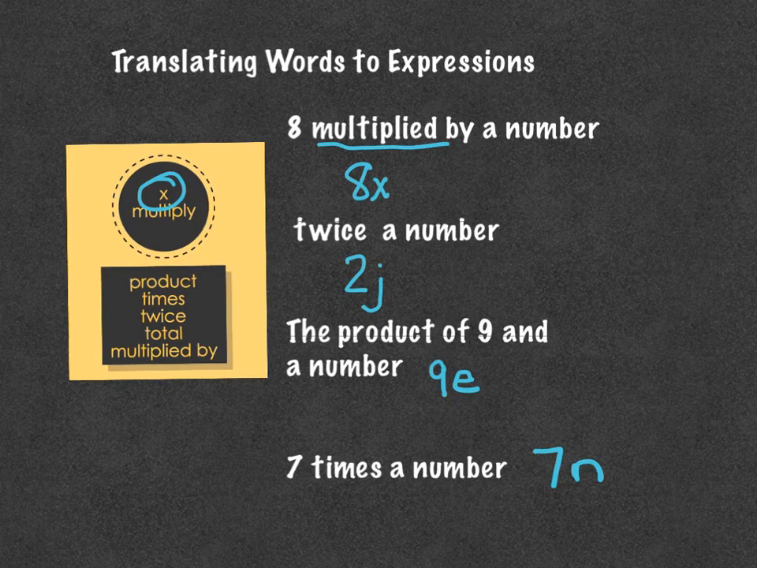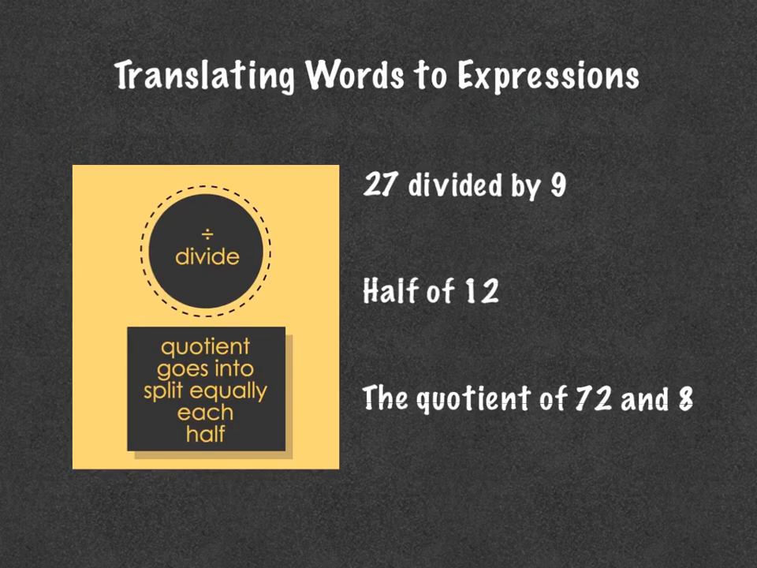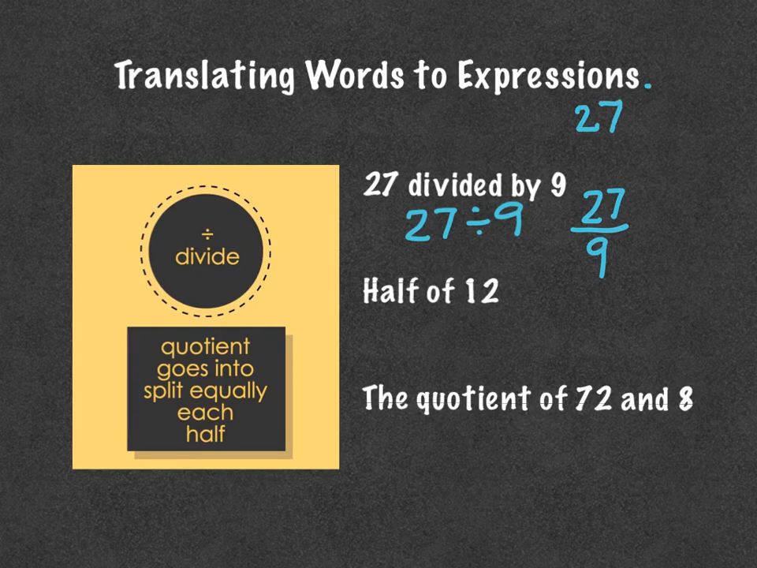Okay, so now, last one, we're on to division. So 27 divided by 9. Now, another way that you can write this is 27 over 9 as a fraction. And one other way that you could write this would be 27, then you use a slash, and 9.